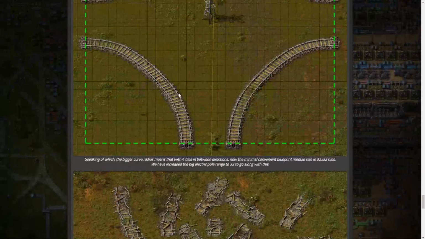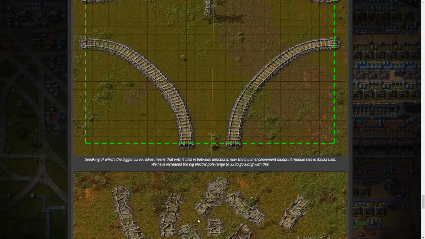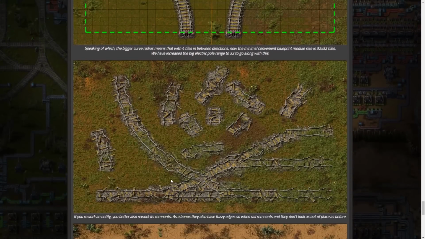And again, the new rails look fantastic. They go more into this down below. You can see some remnants here, basically saying if they rework an entity, they also have to rework the remnants. As a bonus, they also have fuzzy edges now, so when rail remnants end, they don't look as out of place as before. All this looks definitely great.